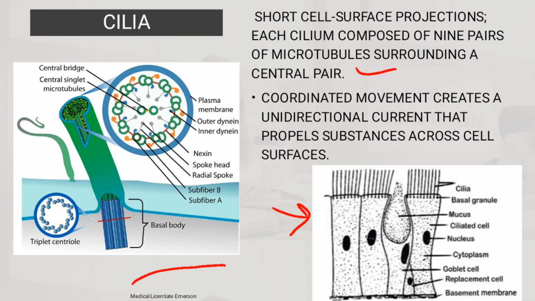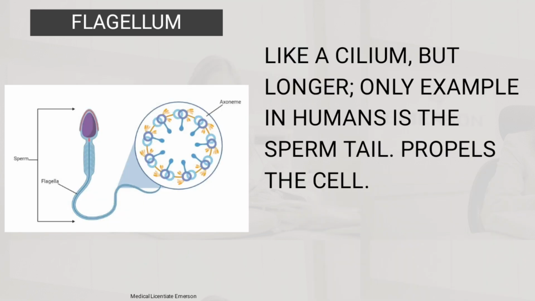Coordinated movement of cilia creates a unidirectional current that propels substances across the cell surfaces. So that's the cilia, and this is the epithelial tissue. Then the flagellum is like a cilium but longer. The only example in humans is the sperm tail, which propels the cell. That's the sperm cell, and this is the flagella here.